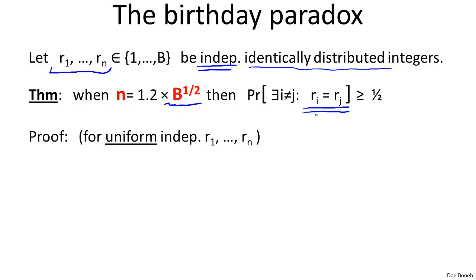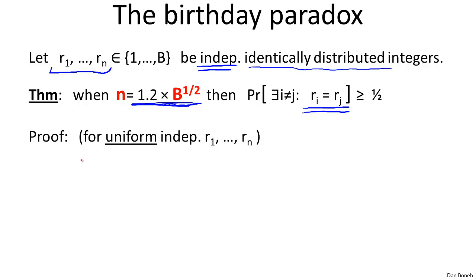Okay, and then it turns out, in fact, the uniform distribution is the worst case for the birthday paradox. In other words, if the distribution from which the Ris are sampled is non-uniform, then in fact fewer than 1.2 times square root of b samples are needed. The uniform distribution is the worst case. So we're going to prove this for the uniform distribution, and that basically also proves it for all other distributions. But the proof that I want to show you here will hold just for the uniform distribution.